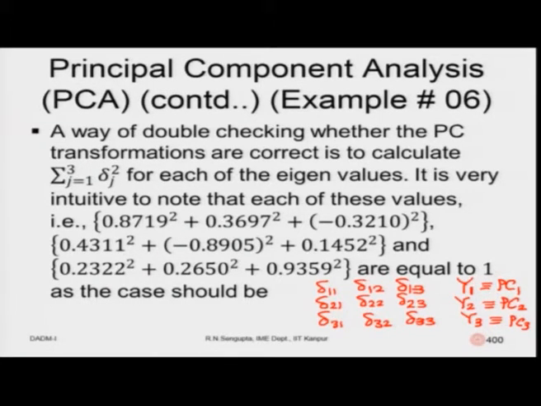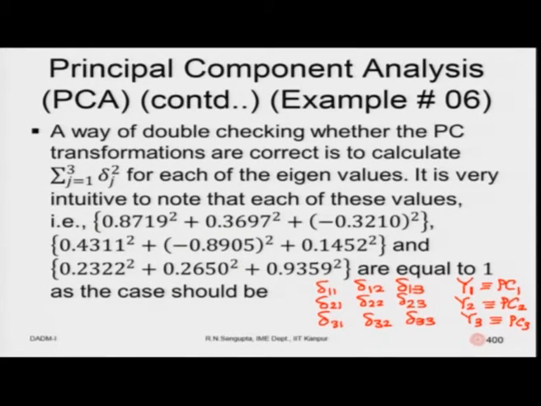So, again I will read: a way of double checking whether the principal component transformations are correct at each stage is to calculate the sum of the squares of delta 1 square plus delta 2 square plus delta 3 square at each stage. It is very intuitive to note that it will be true that they are 1.